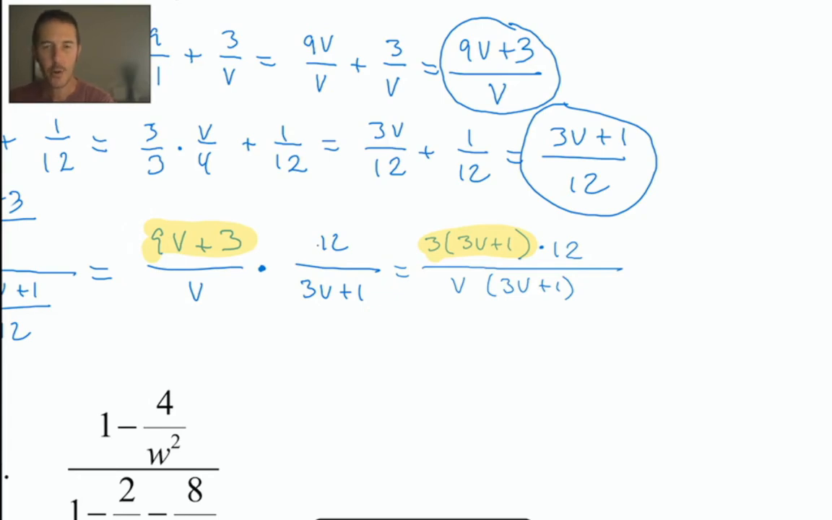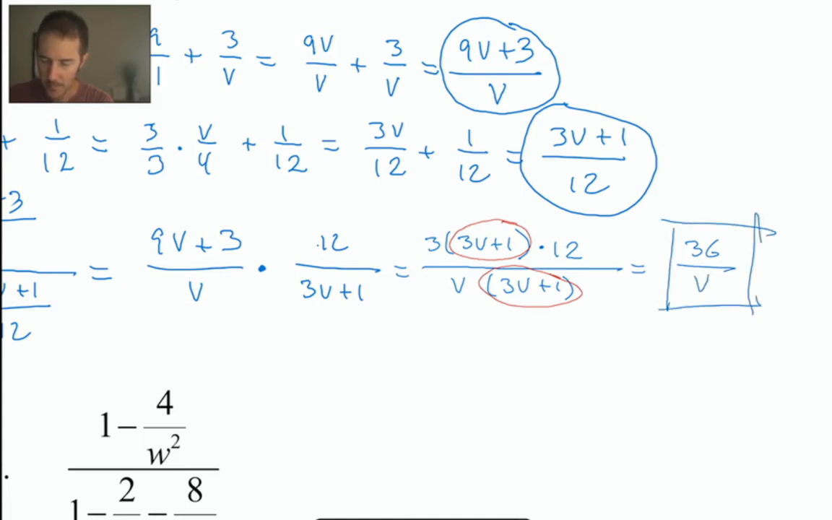I find that that also makes it easier to see the reducing that you're now allowed to do, which is happening here. This 3v plus 1 and this 3v plus 1 are going to cancel out. And then we'll do the multiplication, leaving us with a final answer of 36 over v. And that is the process of simplifying a complex fraction.